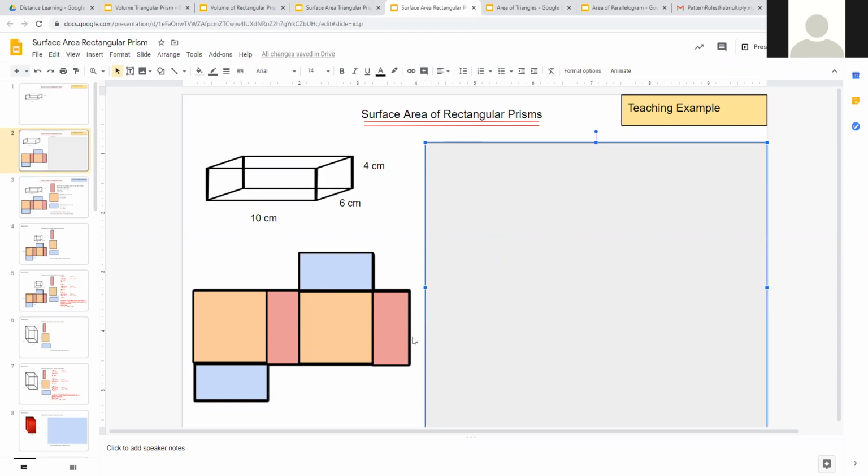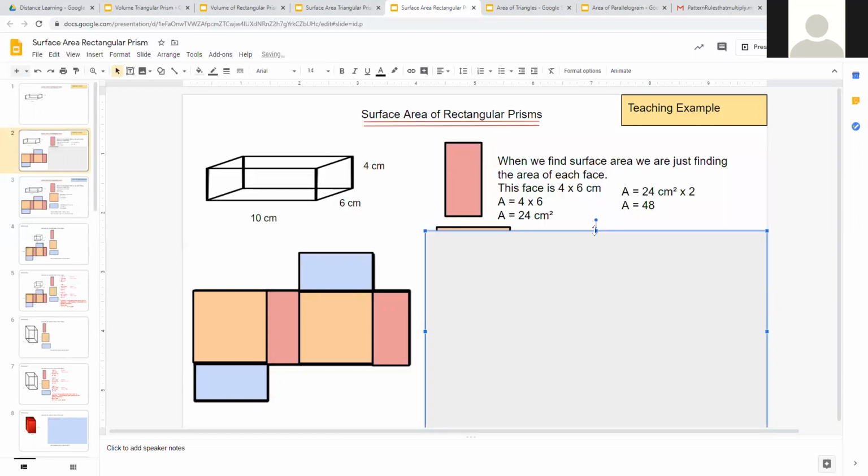And you can see on the first examples, I have color-coded things. So faces that are the identical size are going to be the identical color. So for example, we know that this face and this face are the same. There's two of them. There's two of the red faces and there's two of the blue faces. So then we need to start figuring out what the size of each of them are.